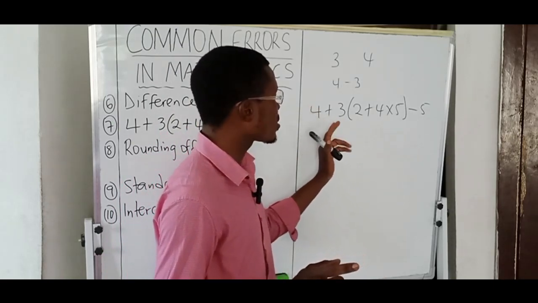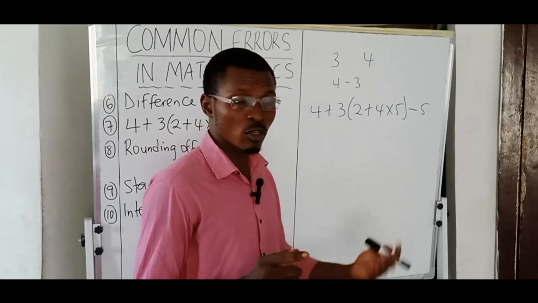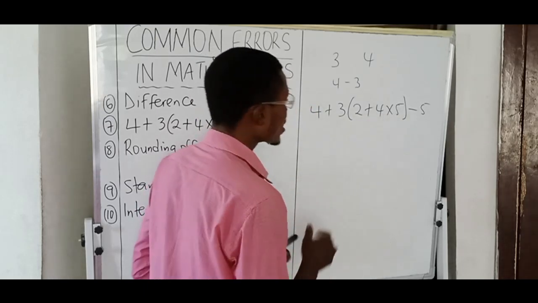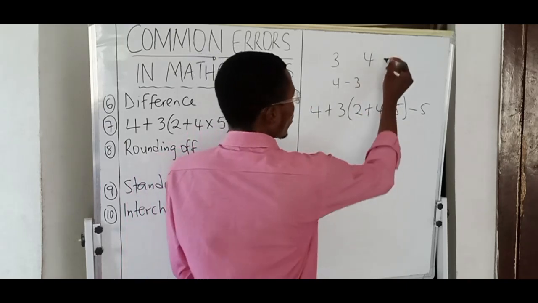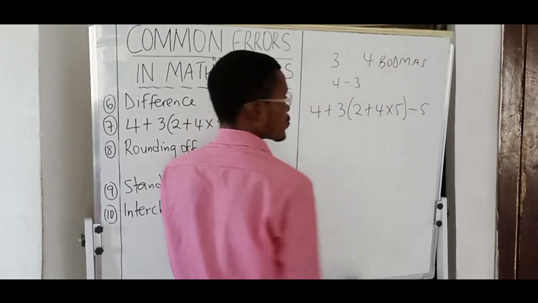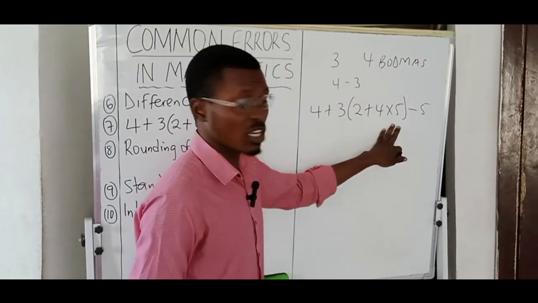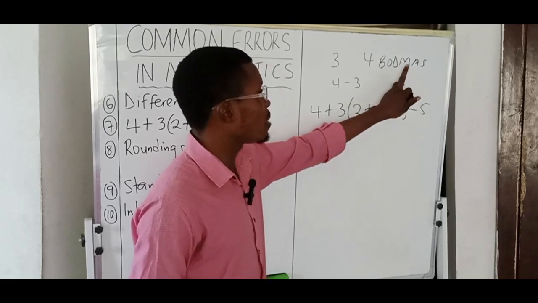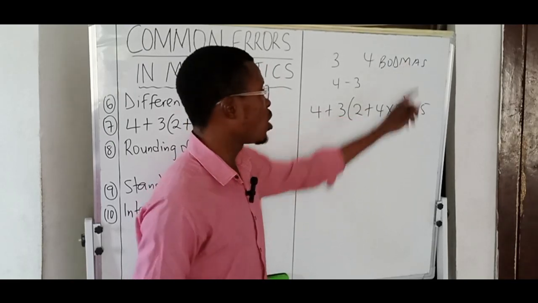Whenever you are dealing with problems that have one or more operations, please, BODMAS gives you the order. So BODMAS. B is for bracket. We have bracket here, so you have to resolve the bracket first. And in the bracket, you have addition and multiplication. And according to BODMAS, multiplication should come first before addition.